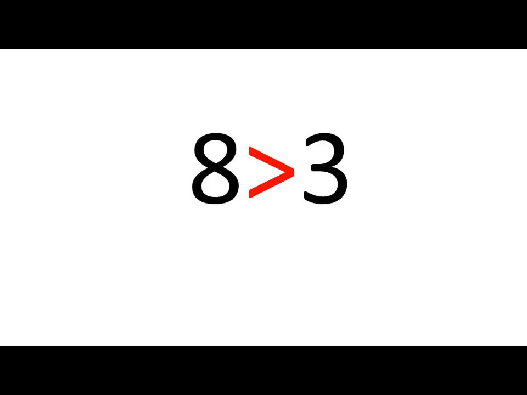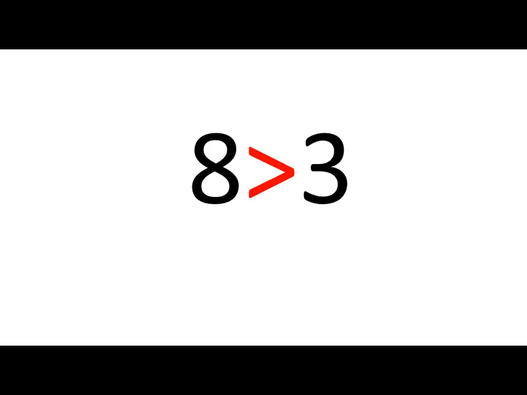An example, 8 is greater than 3, right? 8 is on the big side, 3 is on the small side, because 8 is greater than 3. If I had it backwards, if I had the 3 on the left, I would have to flip the arrow, and I will read that as 3 is less than 8. So remember, I have 8 is greater than 3.